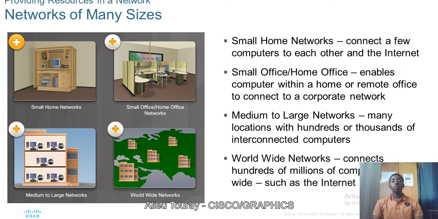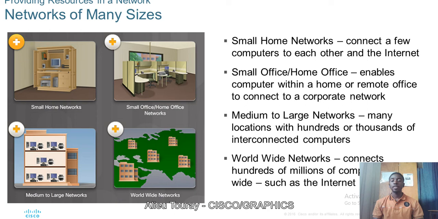So we have different networks. The network resources, we have networks in different sizes. We have small networks. We have small home office networks like the SOHO network, just a simple network. We have medium to large networks, and we have the worldwide network, that's the internet. So networks can be as small as one computer connected to another, or as big as the internet. So you can just have one or two computers, you connect them, or you can just enable a computer within a home or remote office to connect to a corporate network. That is just a software network.